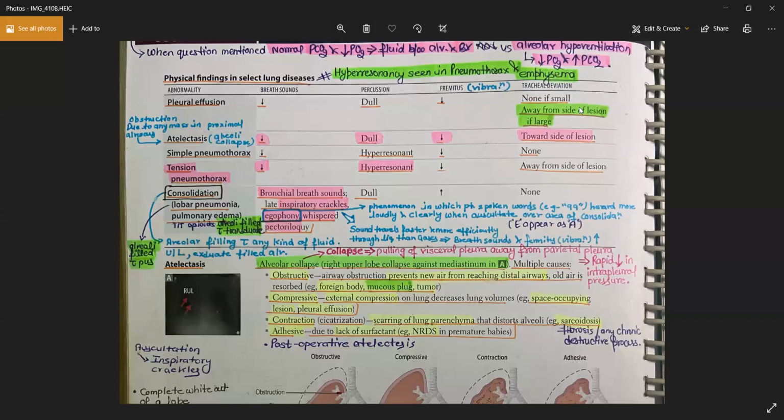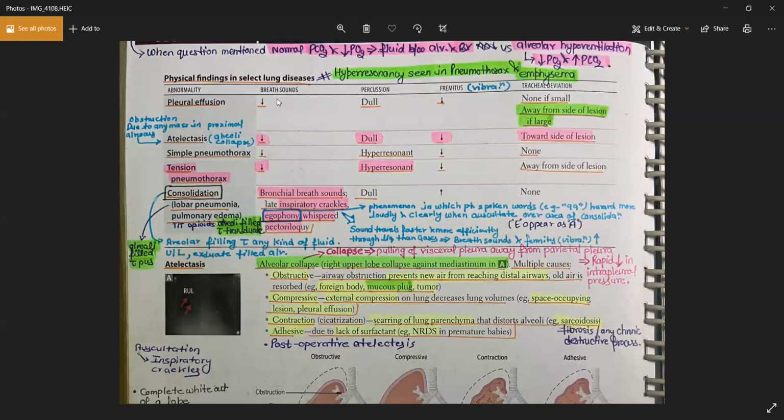So these are the examinations that you must perform whenever you encounter a patient having shortness of breath, crackle sounds, and all these things. If you encounter a patient having a loss of breath sounds, you will think about effusion, atelectasis, and pneumothorax. Then you move forward.